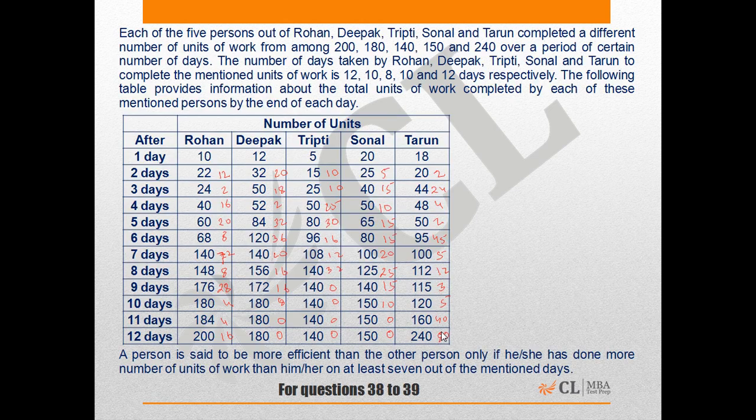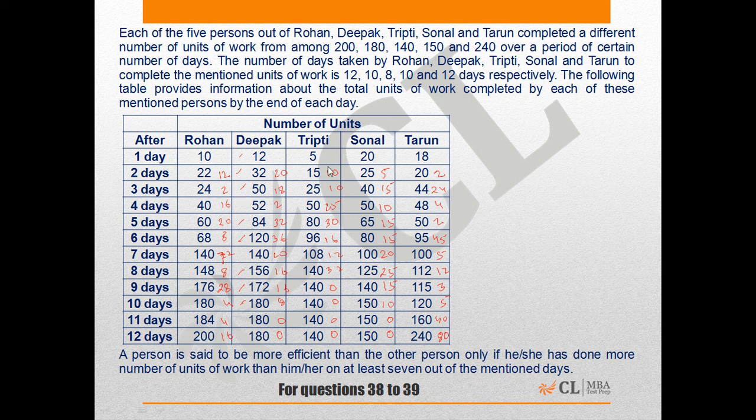For example, if I compare Rohan and Deepak, I see that here Deepak did more work, here Deepak did more work, and so on. 1, 2, 3, 4, 5, 6, 7, 8. There were 8 days where Deepak did more units of work than Rohan. So I can say that Deepak is more efficient than Rohan. Similarly, I have to compare each individual with every other individual.